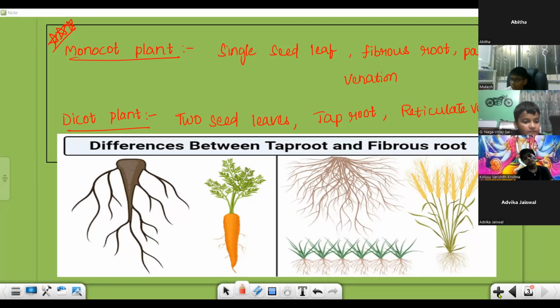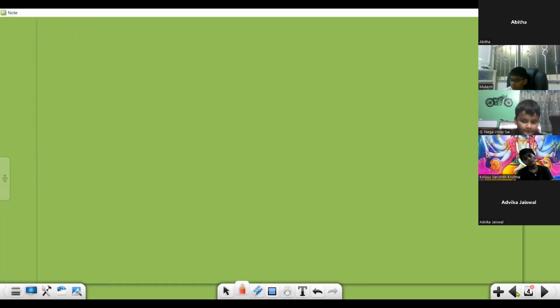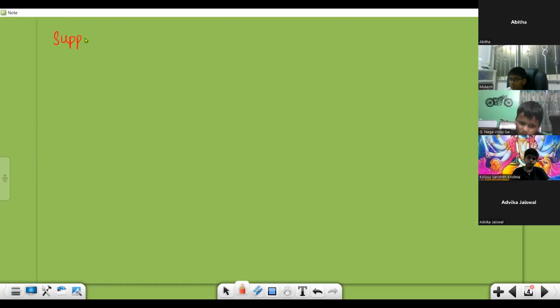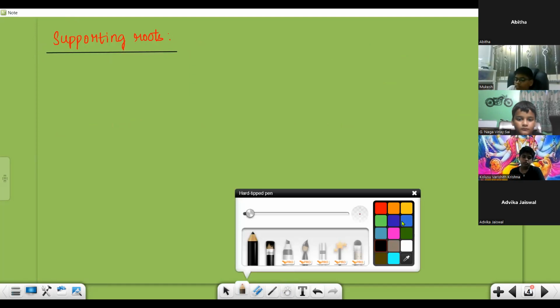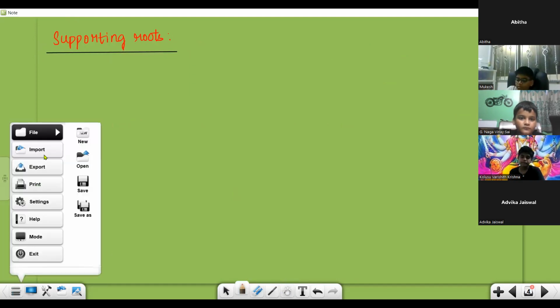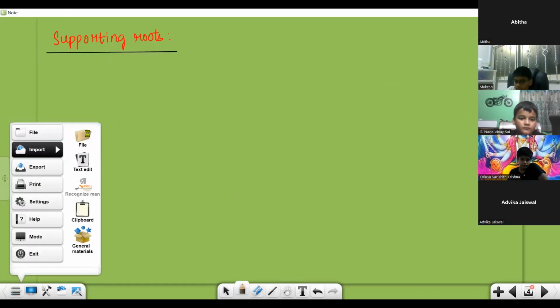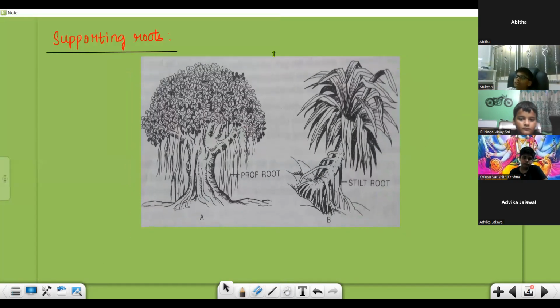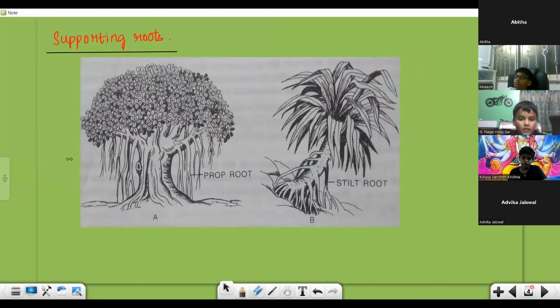So the next kind of roots are supporting roots. I think everybody has an idea of this. This is one special category. Have you ever seen the banyan tree? In the banyan tree, you can see the roots which are hanging. Can you see here? They are known as prop roots.